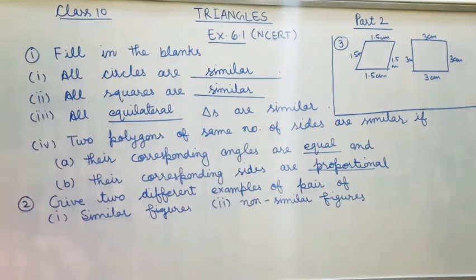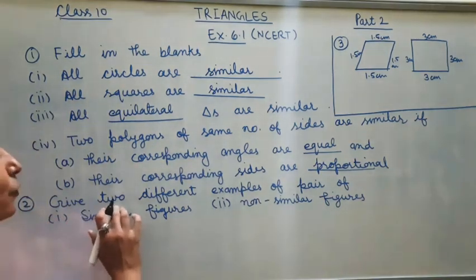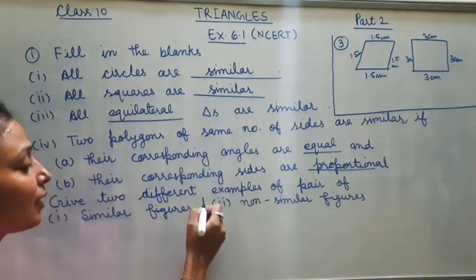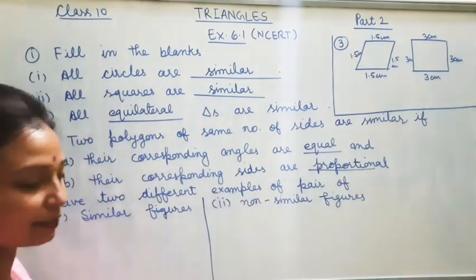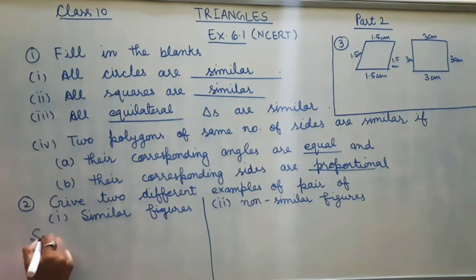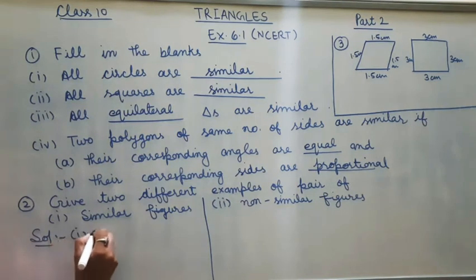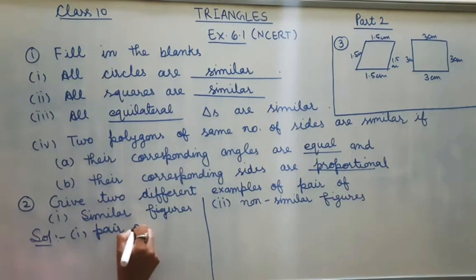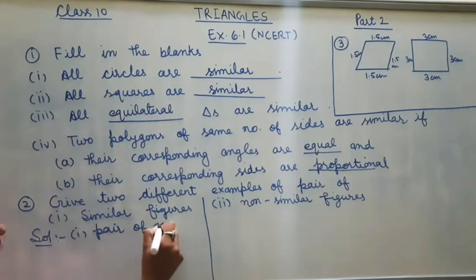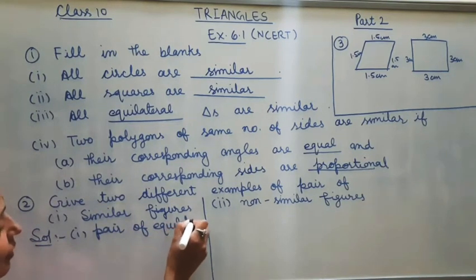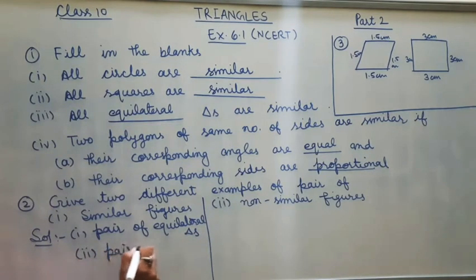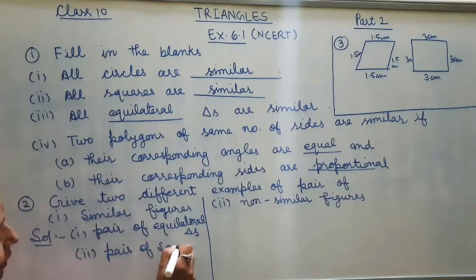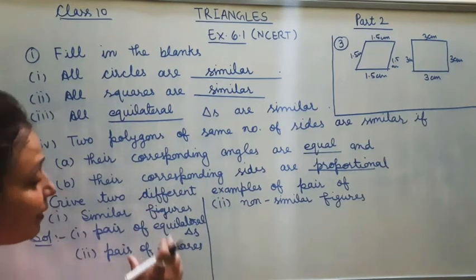Now come to the second question, in which you give two different examples of a pair: first a similar figure, second a non-similar figure. First of all, I will give the answer for similar figures. First is a pair of equilateral triangles. The second is a pair of squares. So these are the similar figures.